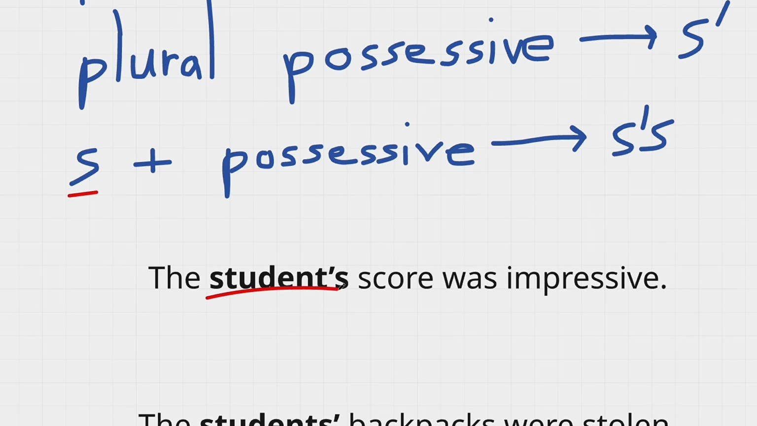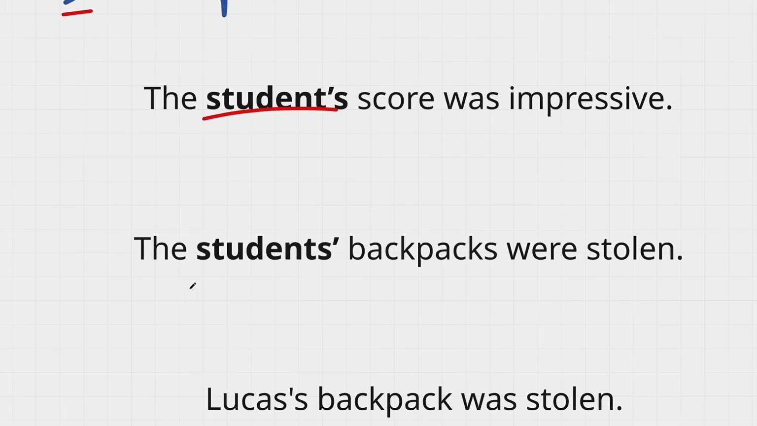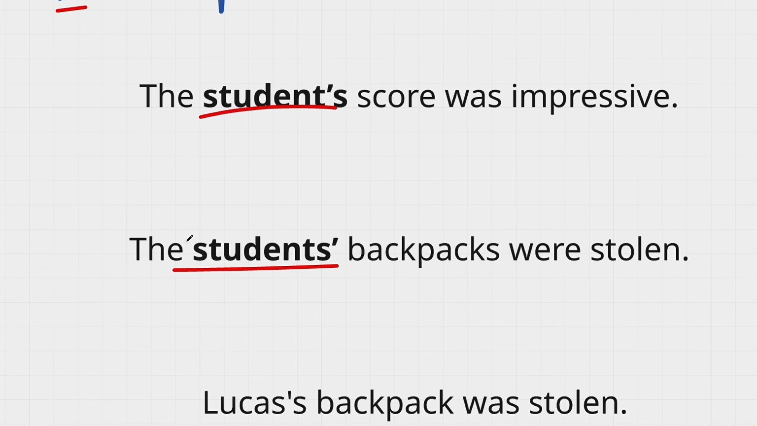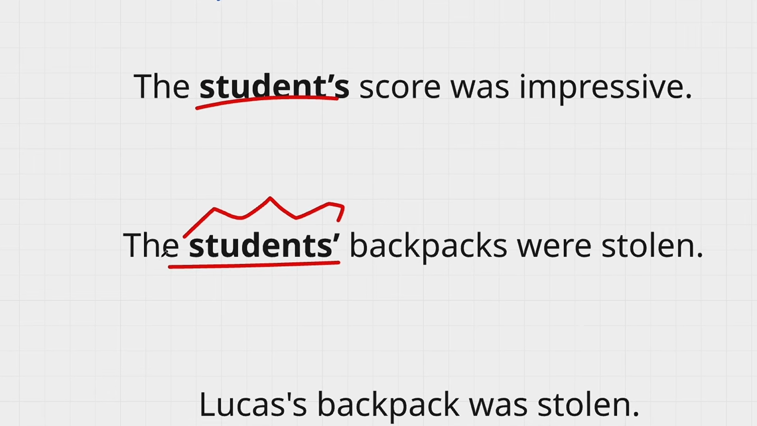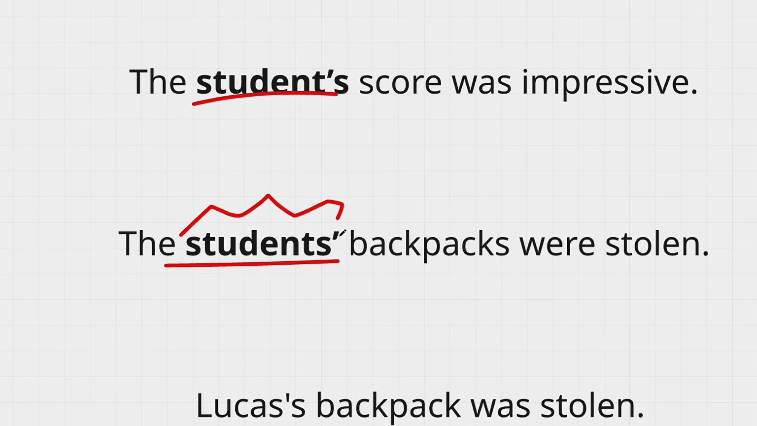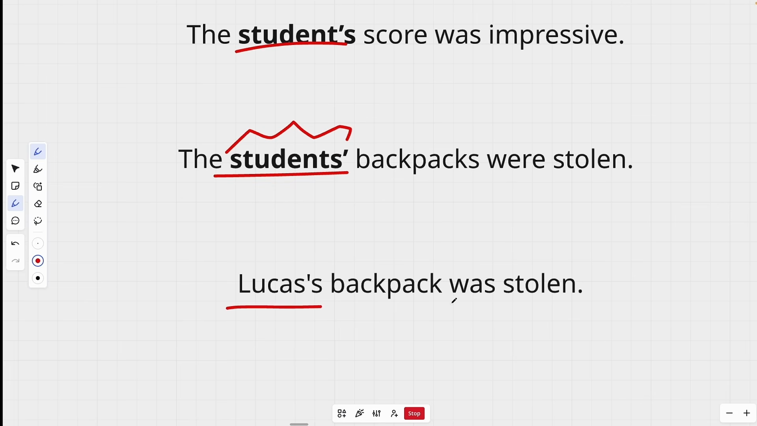"The student's score was impressive." That's pretty simple. "The students' backpacks were stolen." This implies that there were multiple students. So it's not like there's just one student with multiple backpacks. There are multiple different students, and you can tell that because it has an S apostrophe. But then you have "Lucas's backpack was stolen." Lucas is just one person, and since his name ends with an S, you just add an apostrophe S on it.